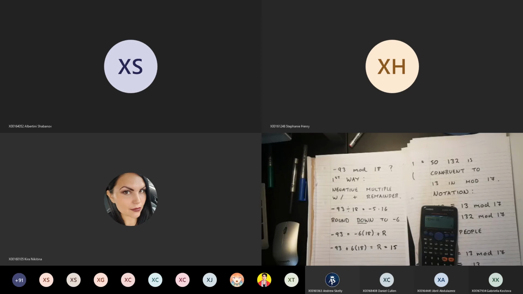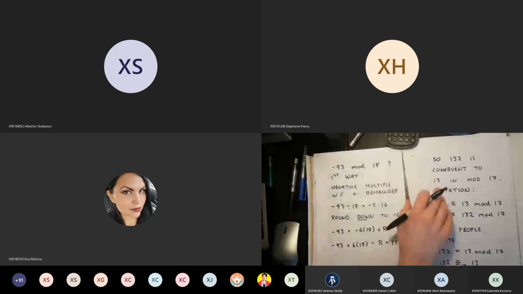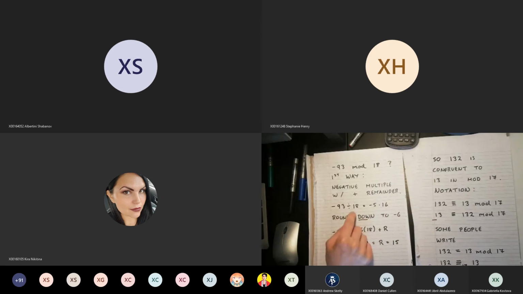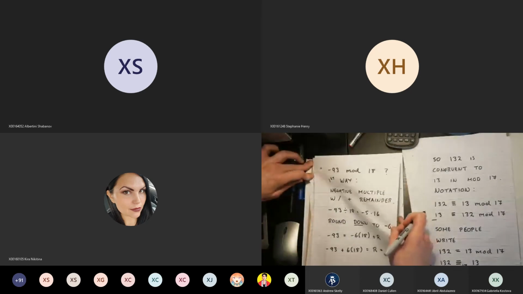So minus 93 is equal to 15 mod 18. So that's one possibility. This is actually the way I do it, and the reason is because it means I'm always doing exactly the same procedure. I'm dividing by my number, and I round down whatever I get. This is my preferred way. For whatever reason, most students don't like it so much.